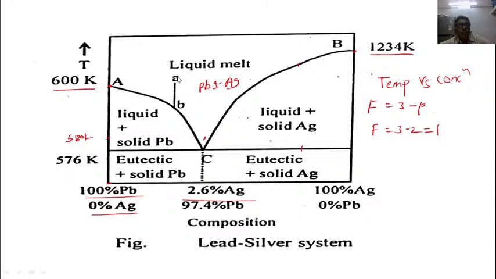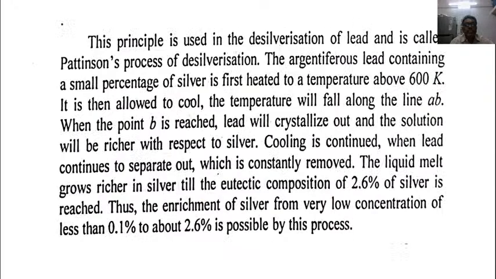So at this point A, we are going up to B. We are going to decrease the temperature. So when the point B is reached, the lead separates out, and silver will be in the liquid melt. So you can see here. It is then allowed to cool. The temperature will fall along the line AB. We are going to decrease the temperature here along the line AB.